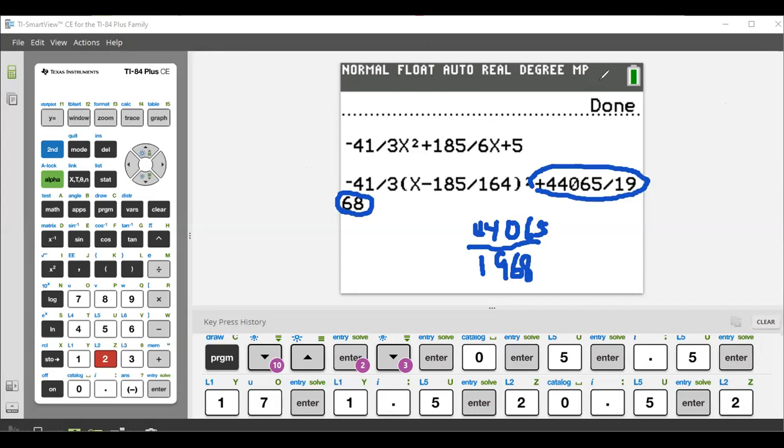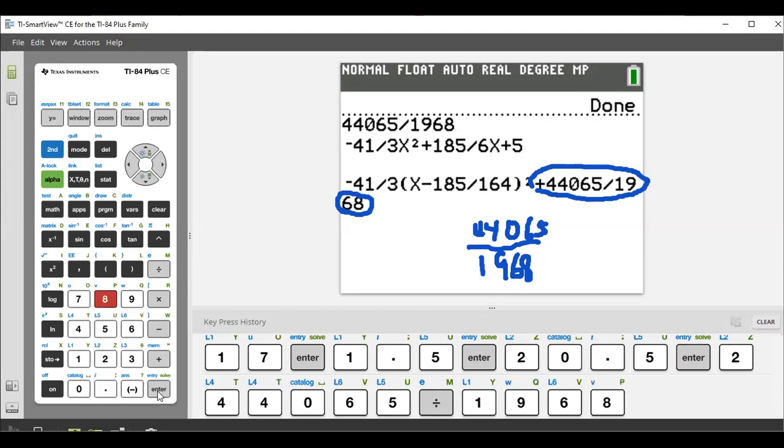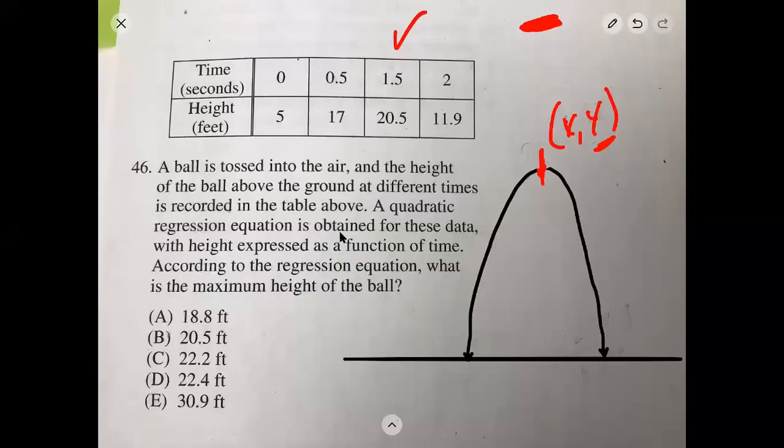So let's just do that. Let me get rid of this. I'm going to put 44065 divided by 1968. Press enter, and that's the height. That's the maximum height. We're rounding it to the nearest tenth, so the maximum height would be 22.4. So if I go back to the exam, I would choose letter D.